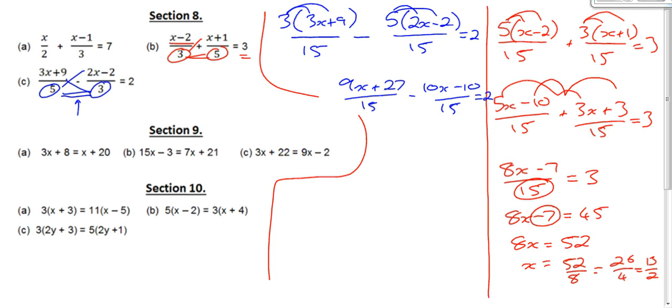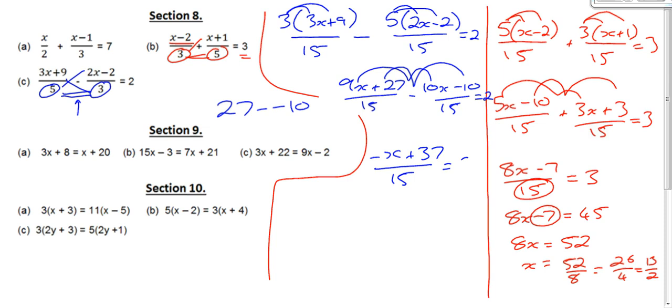And now here it gets potentially a little bit trickier. So now we're going to do 9x take away 10x. That equals minus 1x. And we're going to do 27 take away minus 10. Now 27 take away minus 10. Again, you've got to be really careful. This is really easy to miss. Take away a minus means a plus, so that's going to be plus 37 over 15 equals 2.